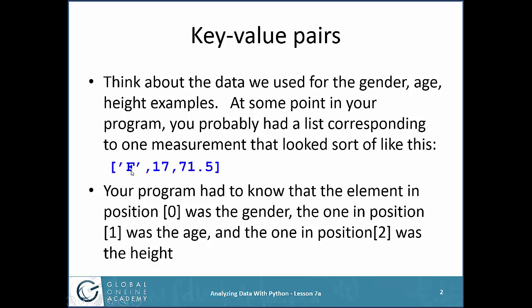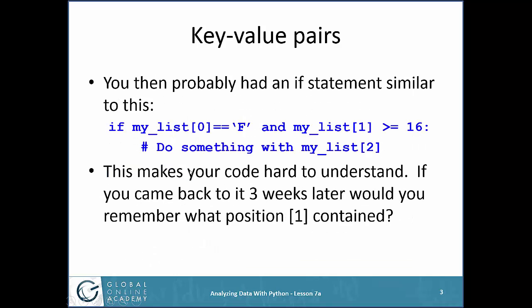Element 0 was the string f. Element 1 might be an integer like this 17. Element 2 might be a floating point number like this 71.5. Your program had to know that the element in position 0 was the gender, the one in position 1 was the age, and the one in position 2 was the height.